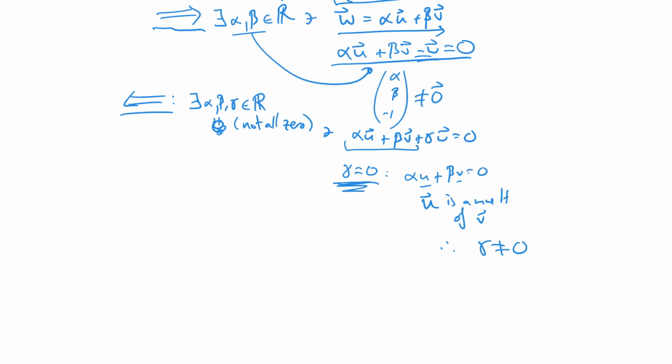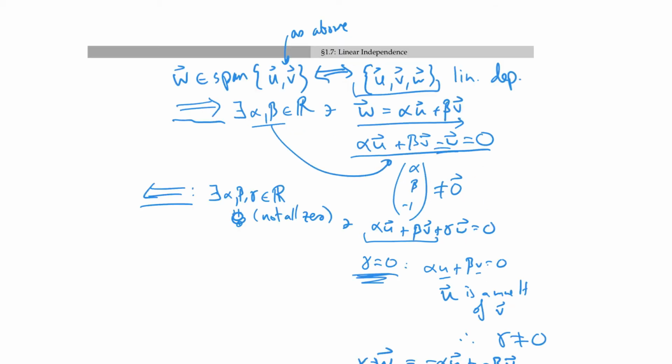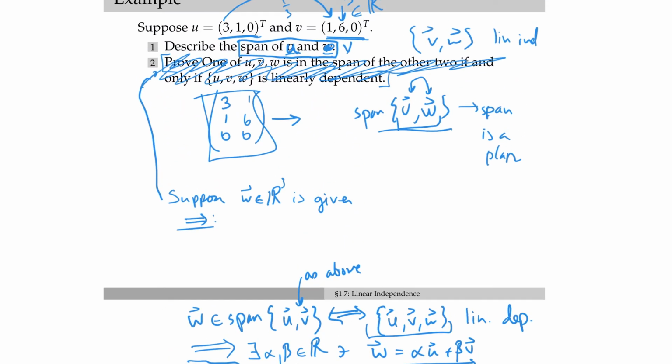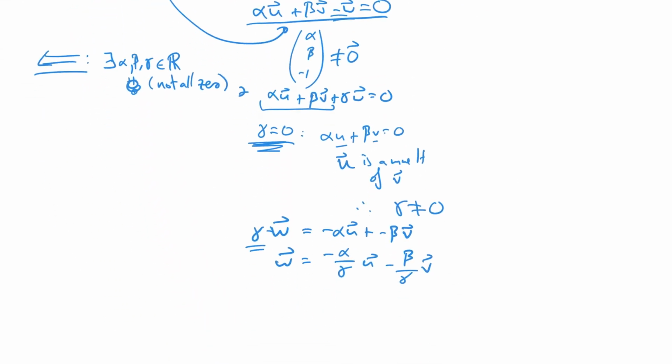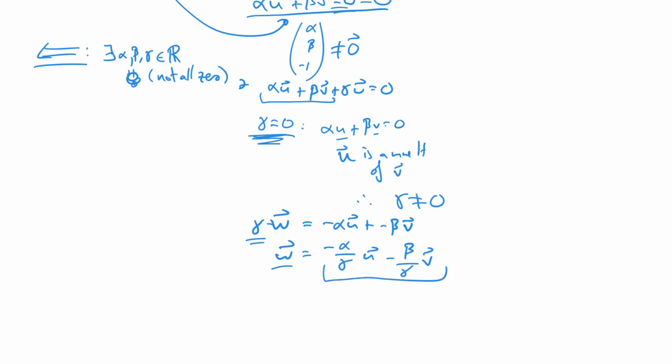Well, if gamma is not 0, we can solve for gamma W, like so. And then gamma not being 0 means we can divide by gamma. That's negative alpha over gamma U minus beta over gamma V. And there we go. We have a bona fide dependence relation. So it's in the span of the other two, as you can see, because I've written W as a linear combination of U and V.